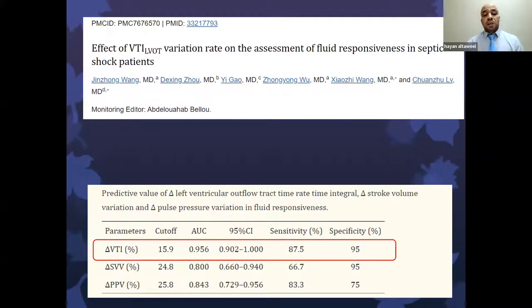How do we benefit from delta VTI? Many studies showed that delta VTI, for example this one, with a cutoff of 15.9 can predict that this patient has the chance to benefit from more fluid, so he is fluid responsive. You can see here very high sensitivity and specificity, unlike stroke volume variation or pulse pressure variation. So you can depend on delta VTI, and there are many studies speaking about that. A delta VTI of more than 15.9 in this study tells us the patient is fluid responsive.